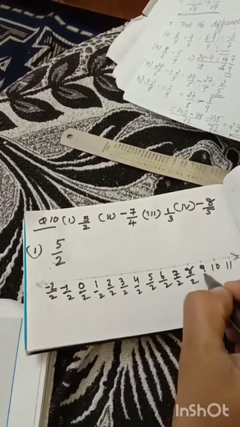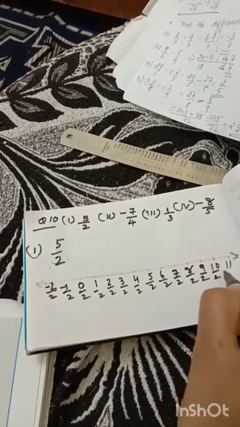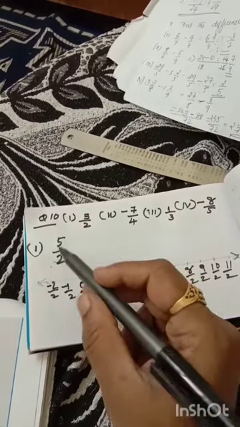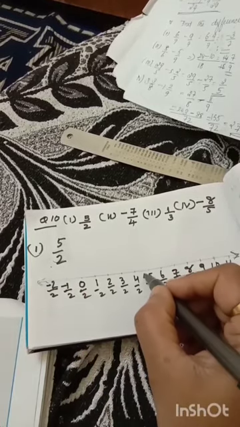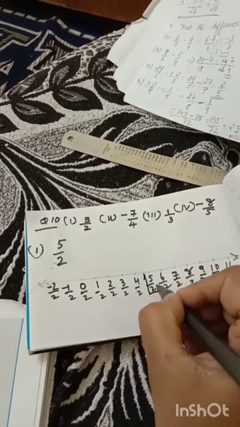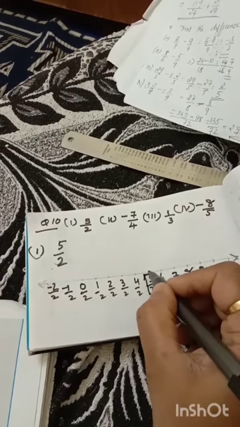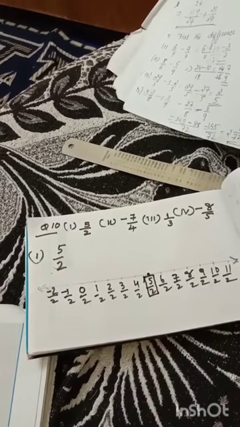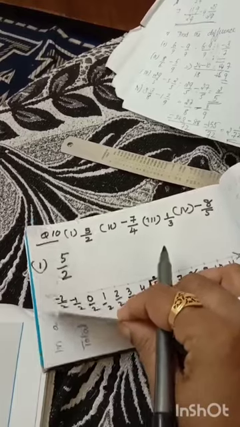Denominator is 2. Now you check it, children. Where is your number lying? 5 by 2. See, this is 5 by 2. Clear? Next one.